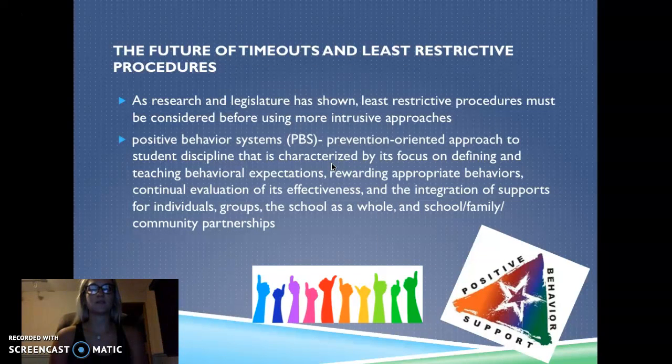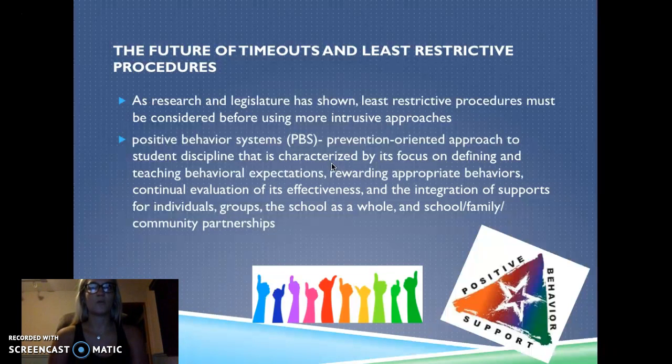The future of timeouts and least restrictive procedures. It is important and required for children to be given the opportunity to learn in the least restrictive environment. As research and legislature has shown, least restrictive procedures must be considered before using more intrusive behaviors or approaches. BCBAs, teachers, caregivers should collaborate with other professionals if they feel they cannot come up with a less intrusive approach. If timeouts are being used, professionals should start with the least restrictive ones before removing a child from their therapeutic environment.